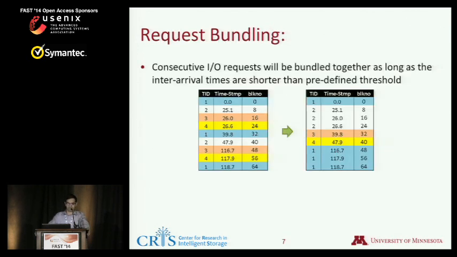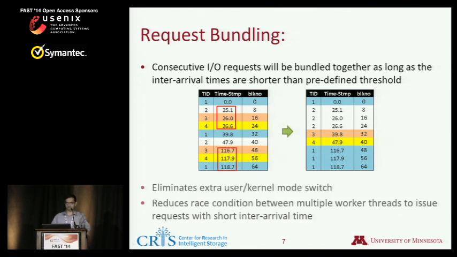And then we introduce a new technique called request bundling. We bundle all consecutive I/O requests as long as the inter-arrival time between those requests is shorter than a predefined threshold. For example, in this trace file, these three requests at the top and those three requests at the bottom are very close to each other. If we submit these requests in different threads, there is some race condition between threads 2, 3, 4, and here 3, 4, 1. Therefore, it's better to combine all of these requests in one big bundle and submit them within a single thread. Finally, request bundling eliminates some extra user-kernel mode switches and reduces race conditions between worker threads.